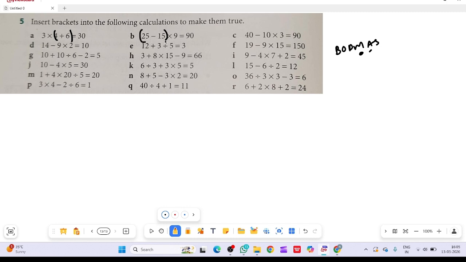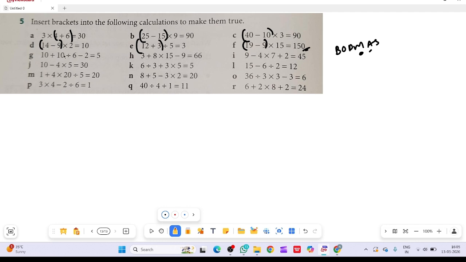So 25 minus 15 is what? 10, and 10 into 9 is 90. Here it is 90. So 40 minus 10 is 30, and 30 into 3 is 90. Here we have to bring the 10. So 14 minus 9 is 5, and 5 into 2 is 10. Here 12 plus 3 is 15, and 15 divided by 5 is 3. 19 minus 9 is 10, and 10 into 15 is 150.